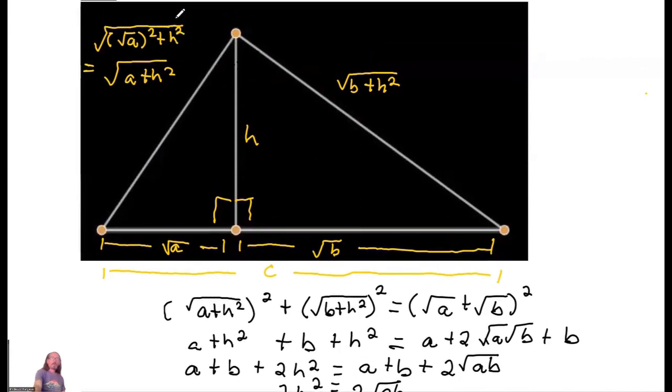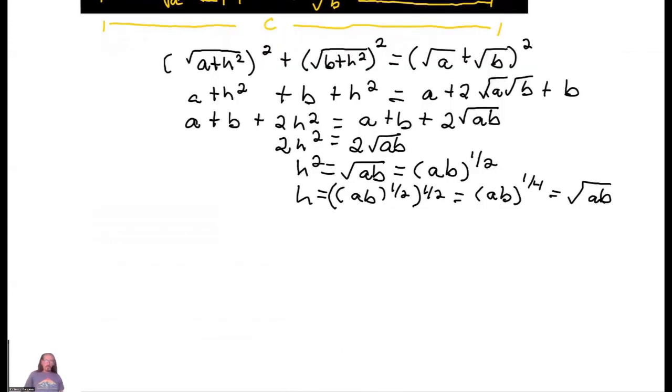So what we're going to do is compute the area of the overall triangle by taking this as a base and this as a height versus this as a base and this as a height. So we would have 1/2 times the c, which of course was the square root of a plus the square root of b, and that's going to equal 1/2 of the square root of a plus h squared times the square root of b plus h squared.